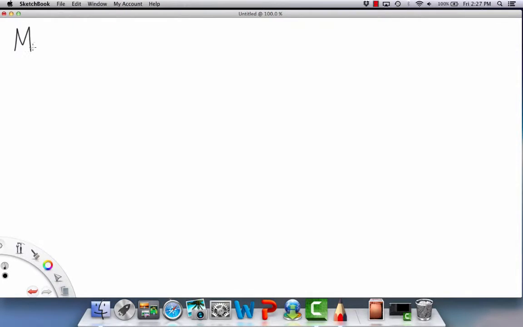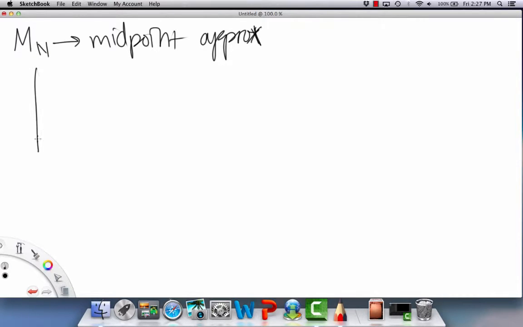So, MN signifies midpoint approximation. Trying to cross the X here. Okay, approximation. Alright, so we're going to have the same thing. I'll draw a little diagram again.